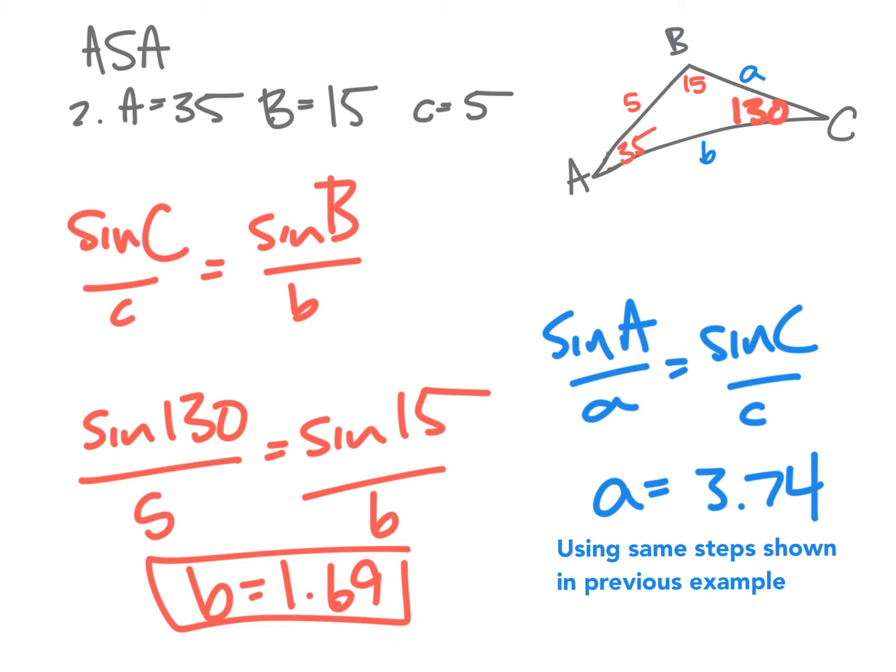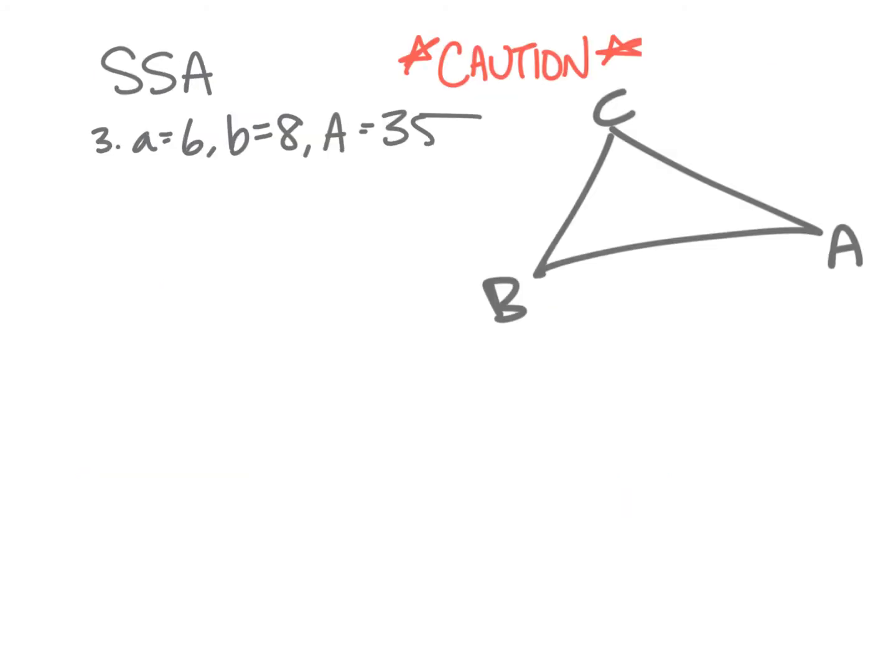And again, that's all just using the same steps that we showed in the previous example. All right, so let's set up this next example, side-side angle. So A is equal to 6, B is equal to 8, and angle A is equal to 35 degrees. All right, so anytime that you have side-side angle, you have to be careful, and I'll show you when you need to really watch your step.